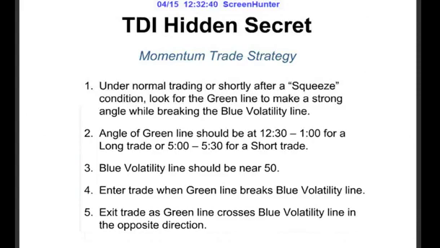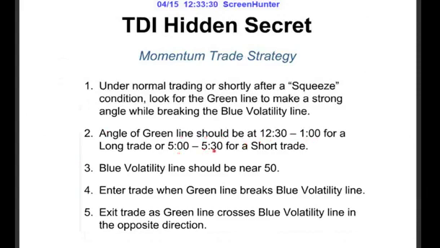Instrument flight rating. So anyway, the reason why I share this is because there's a certain thing, a hidden secret that he caught on to, and he's traded it on and on. I mean, he trades this over and over and over again. He looks for this certain setup. So under normal trading conditions, or shortly after a squeeze condition, what we're looking for is a green line to make a strong angle or break the blue volatility line. Okay? Now, what we're going to look for is a stronger angle than the typical angle of our green line. So if it's going long, we're looking for that 12:30 to 1 o'clock. If it's going short, we're looking for that 5 to 5:30. We're looking for a real strong angle on this.